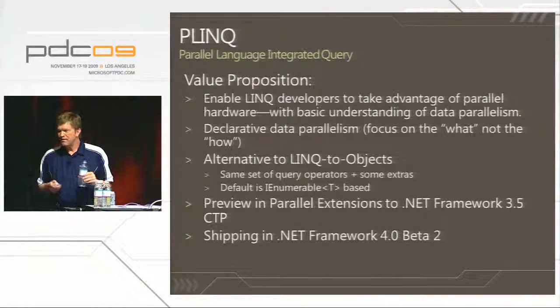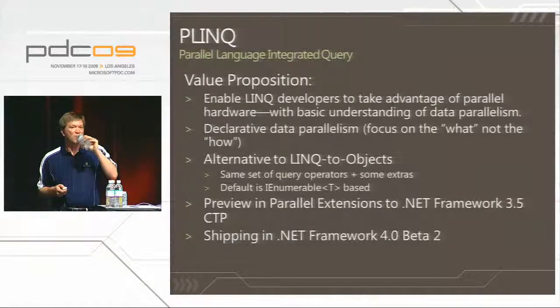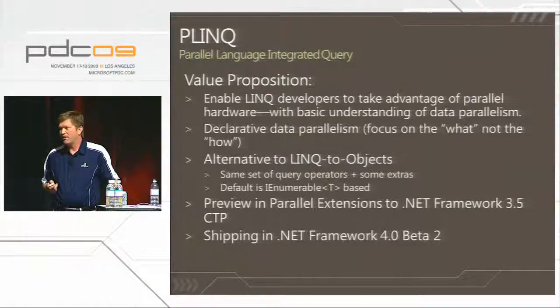And it's the same set of query operators you'd use for LINQ to Objects. It operates on the same IEnumerable<T> data sets that LINQ to Objects depends on. And you simply have to add the AsParallel operator to kick it into the PLINQ operation.